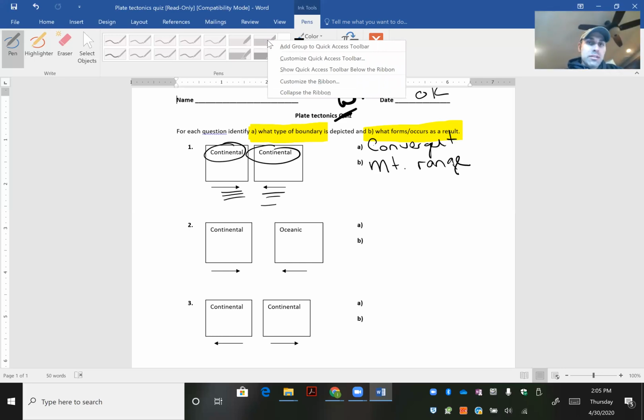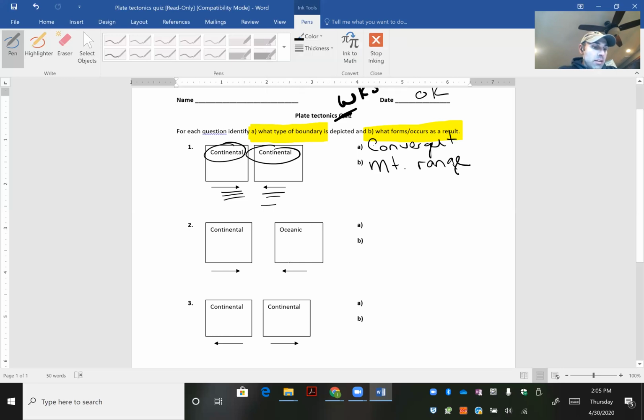All right, so the next one we're going to look at is the continental and the oceanic boundary. Now remember, the oceanic will go underneath the continental plate, and when it does, the answer is right in there. It will subduct, and subduction is a type of convergent plate boundary.